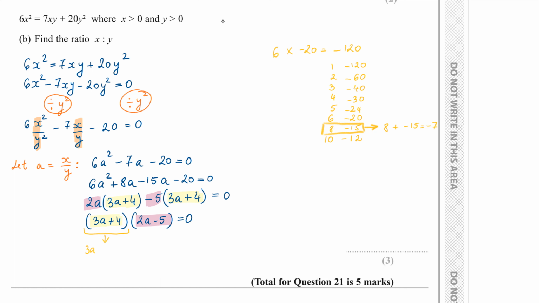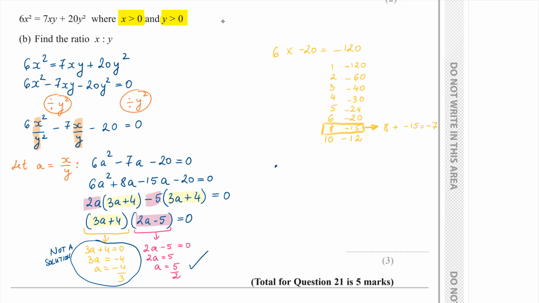If you make the first bracket equal to 0, then the a becomes minus 4 over 3. And when we make the second bracket equal to 0, the a becomes 5 over 2. The x and y are positive numbers, so the first solution, minus 4 over 3, is not a solution that qualifies. But the second solution, a equals 5 over 2, is what we are looking for. This is equal to x over y. Rewriting this as a ratio, x to y is 5 to 2.